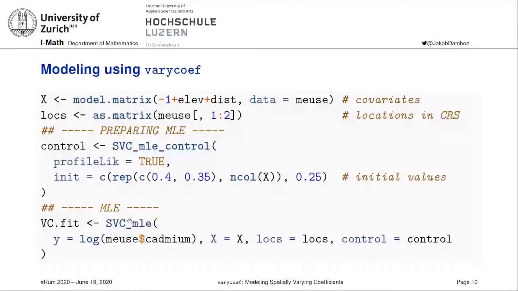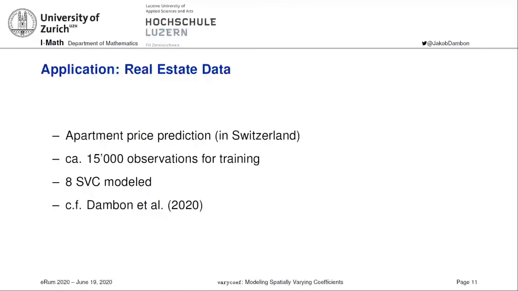So I give you now an example which we also considered as an application to real-world data in the publication, in the preprint. This one comes from real estate data. We want to do price prediction for apartments in Switzerland. There we looked at roughly 15,000 observations for a training data set, and we tried to model 8 spatially varying coefficients.